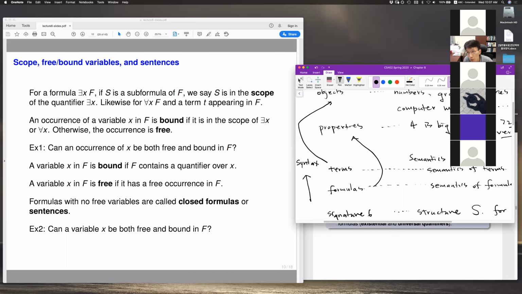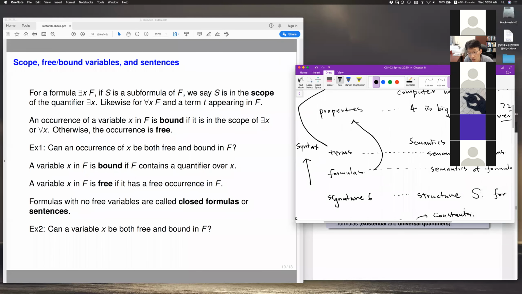Now we want to move on to the semantics. The key part of the semantics is something called the structure. A signature is a bit like a Java interface, and a structure you can view as the implementation of a Java interface. It provides the meaning of the declared operations in the Java interface. So a structure is a semantic entity.